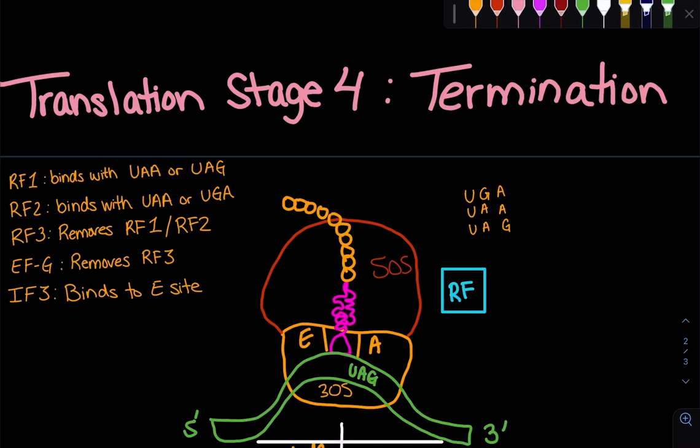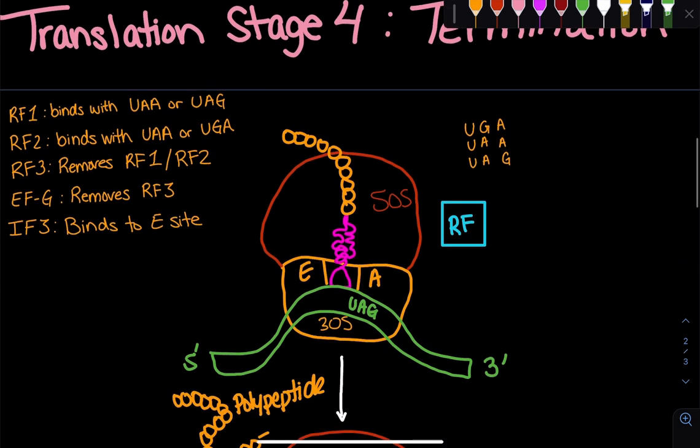In the final stage of translation is termination. So the first stage was the aminoacylation of tRNA. The second stage was initiation. Third was elongation. Now it is termination, which essentially means we have created our peptide chain, and now we want to cleave it off from that ribosomal unit.